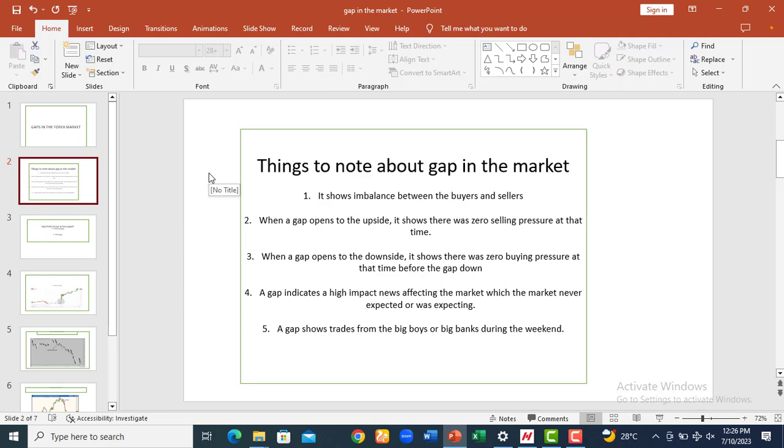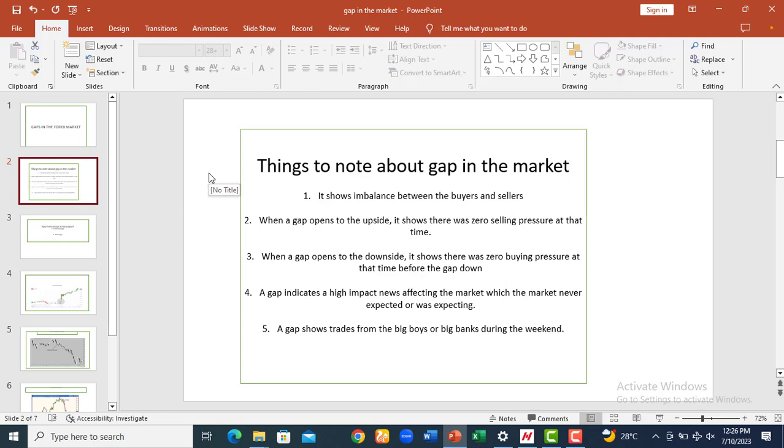When there is a very high impact news shaking the market, especially when the market is not expecting it, you see most gaps in the market, especially during your active sessions, which are the London and US sessions. You see a gap opening to the upside or the downside, especially on your lower time frame. It happens mostly when the market is not expecting it, just like breaking news.